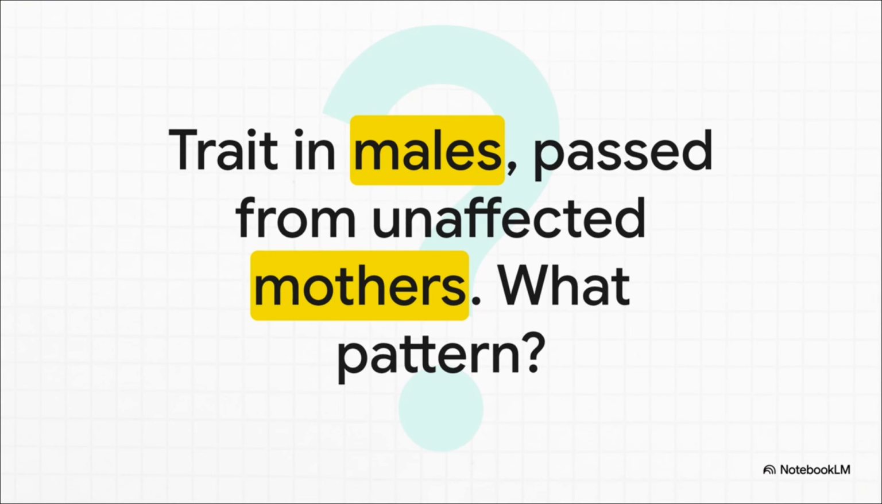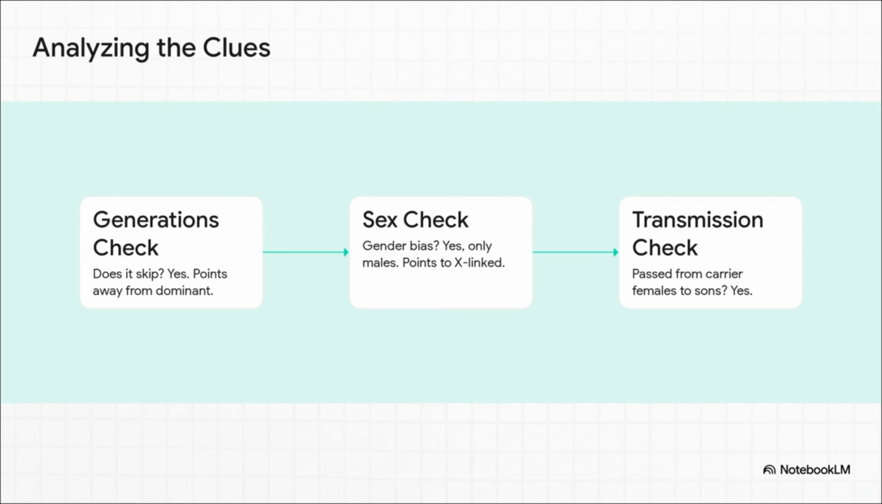The trait only appears in males. We see it in the first generation and then again in the third, but it totally skips the second generation. And here's the key detail. The affected sons have mothers who are completely unaffected. So, what's going on here, detective? What's your call? Let's break down those clues together.